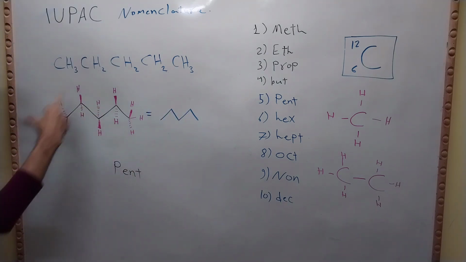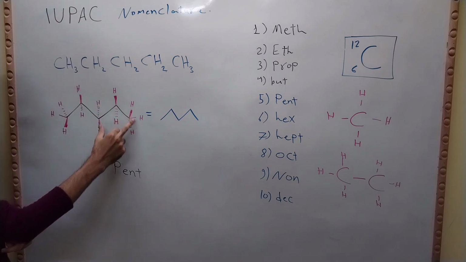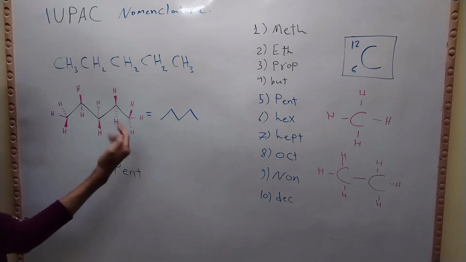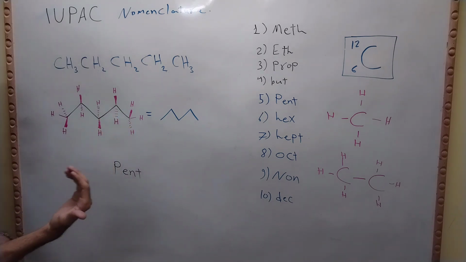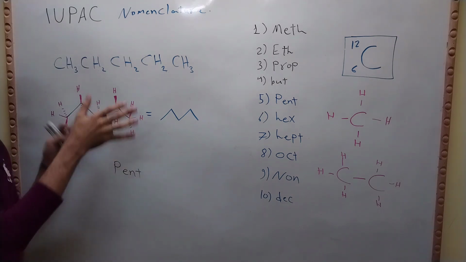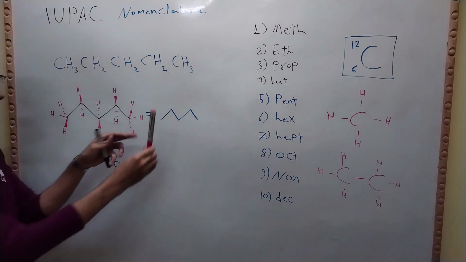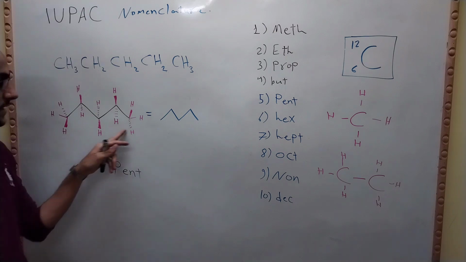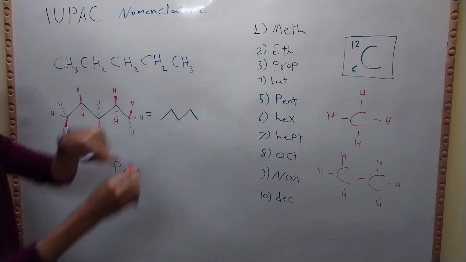And we will notice on this shape that we have wedges and dashes. Wedges mean that this hydrogen is coming towards us, and dashes mean that the hydrogen goes into the plane of the page. So, for example, this hydrogen, on the carbon that it is attached to, is coming toward us, and this hydrogen is going further away from us.